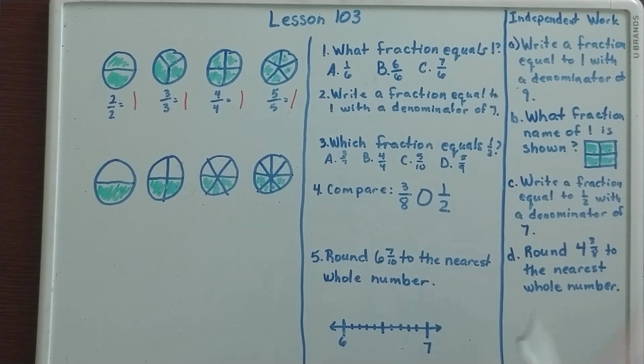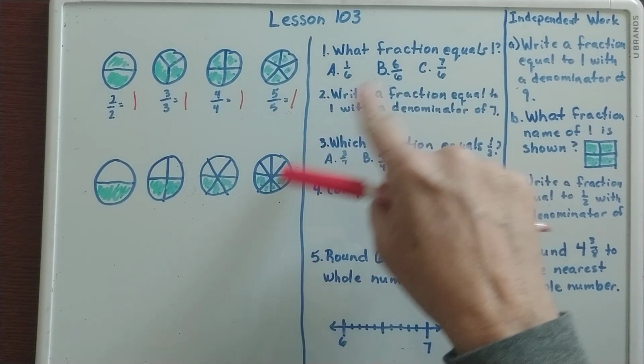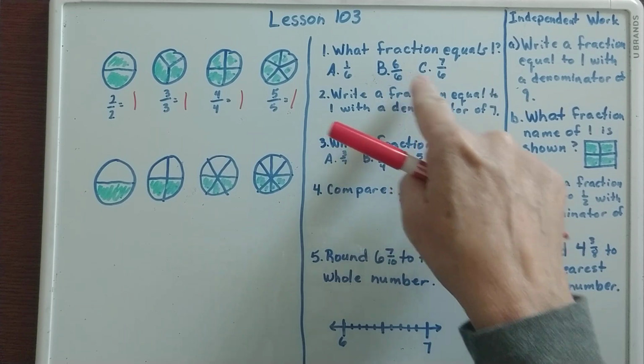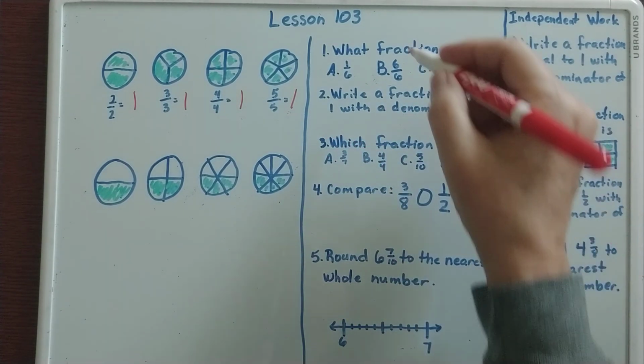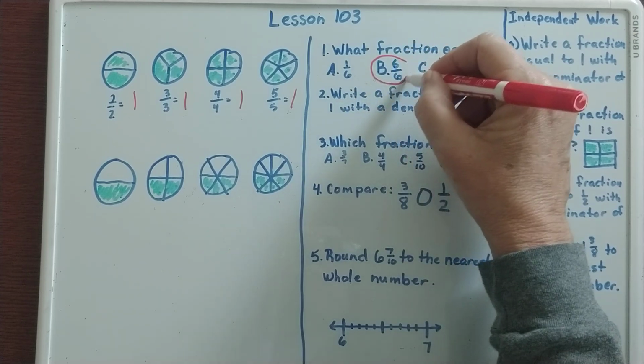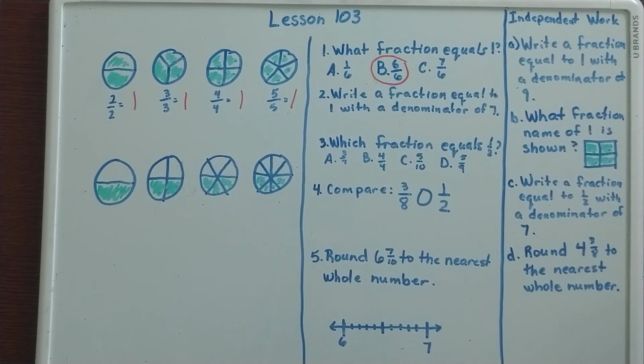So with that in mind, which one of these, A, B, or C, is a fraction that equals one whole? Is it this one, B, or C? You'll see that 6/6 equals one whole. Any number over itself is one whole, because that means it's divided into that many pieces.